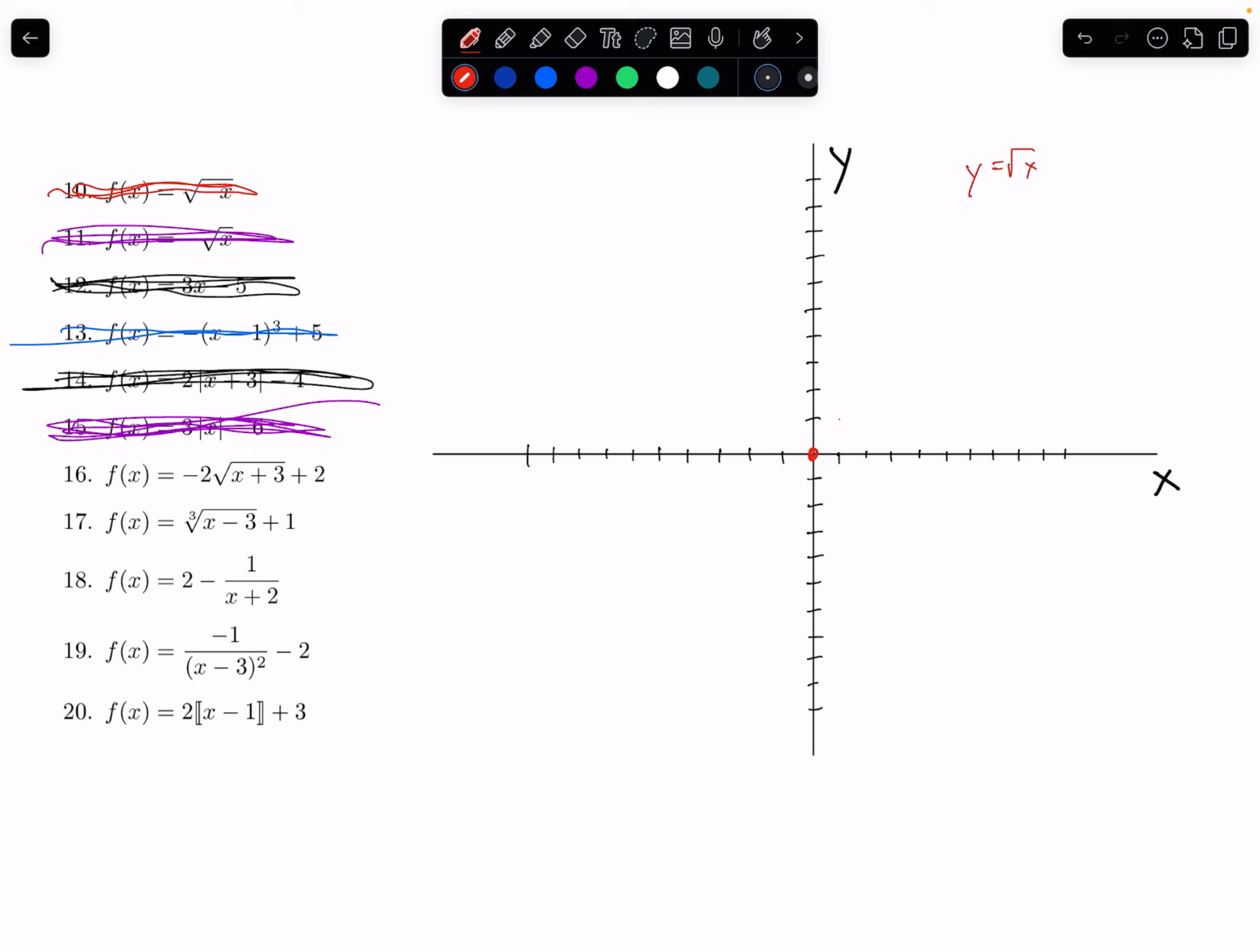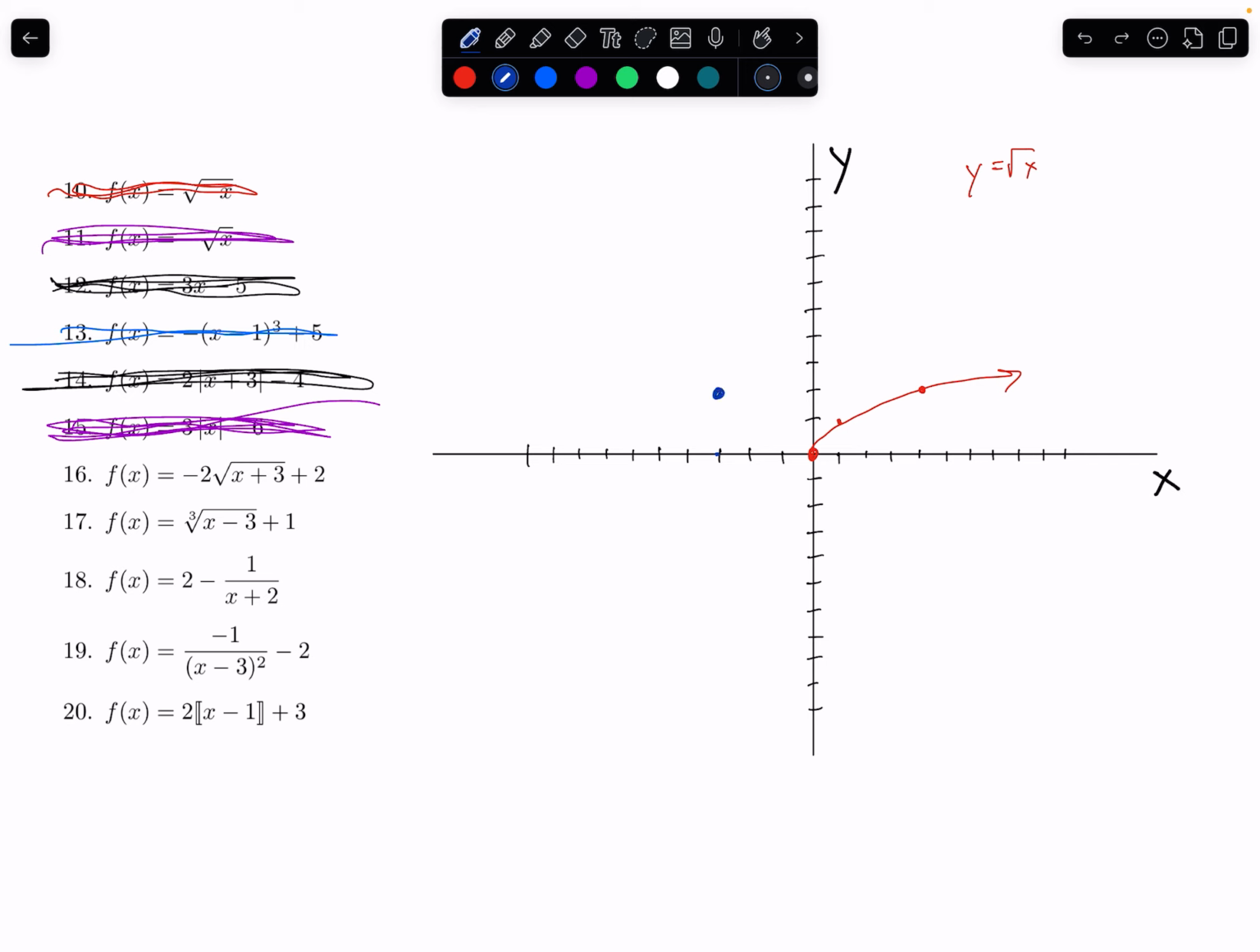Center point 0, 0, 1 to the right, 1 up, and 4 to the right, 2 up. This is the original square root function we knew from last time. What's changing here? Moving 3 to the left, 2 up. So that means starting position 3 to the left, 2 up is right there. New starting position.